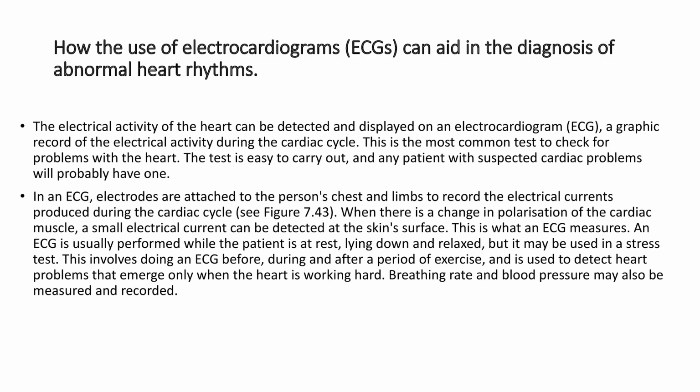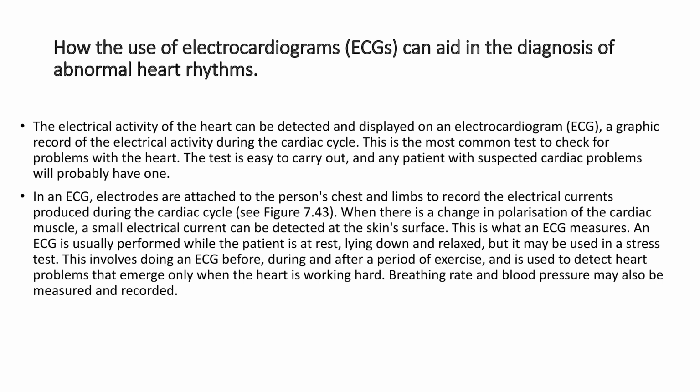Carrying on with the next slide, how the use of electrocardiograms can aid in the diagnosis of abnormal heart rhythms. Heart rhythms are not always rhythmic, they can be abnormal. And ECGs, or electrocardiograms, are the way to detect these abnormal heart rhythms. Let's look at how we can detect this. The electrical activity of the heart can be detected and displayed on an electrocardiogram. This is a graph, and it's a record of the electrical activity of an individual during their cardiac cycle.